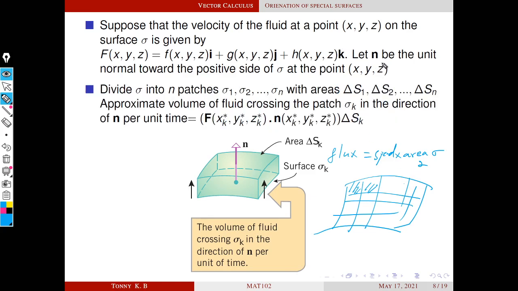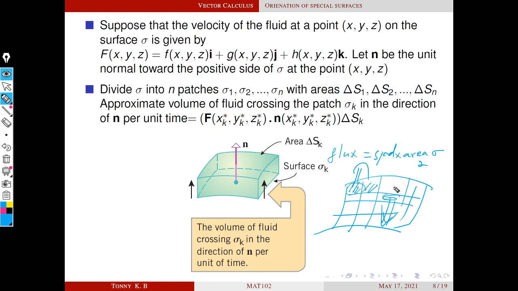Okay, and let n be the unit normal vector towards the positive side of sigma, that is, a positive orientation of sigma. Then the idea is to find the total flux across a surface sigma, because sometimes along this portion flow may be in this direction and in this portion flow may be in the opposite direction. So we have to find the net volume across this surface sigma.